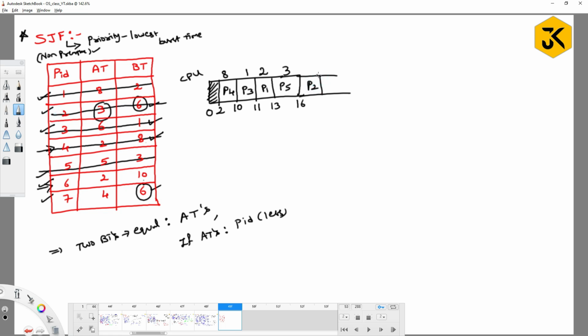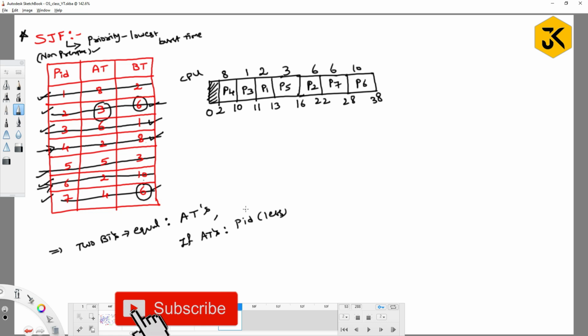P2, which will run for 6 units of time, that will be 22. Next P7 will run for 6 units of time, that will be 28. Next we will give the chance to the last process P6, whose burst time is 10 units, so it will be completed by 38.